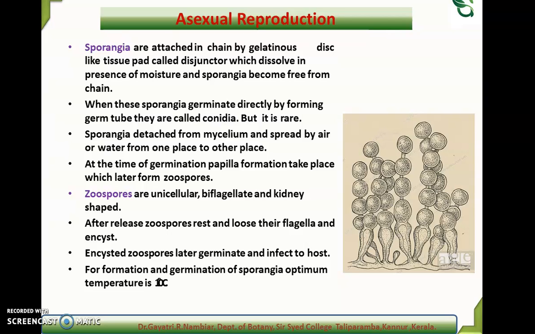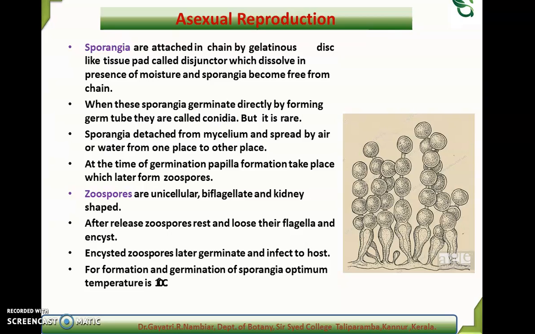At the time of germination, papilla formation takes place, which later forms the zoospores. The zoospores are unicellular, biflagellate and kidney shaped. After release, zoospores rest and lose their flagella and become encysted, and the encysted zoospore later germinates and infects the host. For the formation and germination of sporangia, the optimum temperature is 10 degrees Celsius.